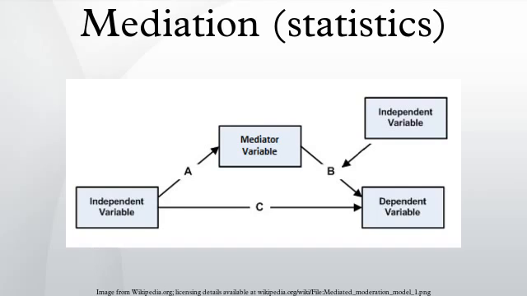Statistical relationships. There are several relationships defined in statistical analysis as follows: direct relationship, mediating relationship, moderating relationship, spurious relationship.